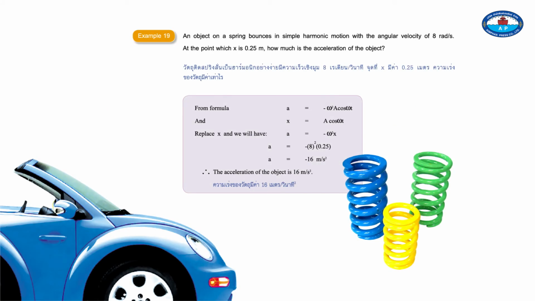Example 19. An object on a spring bounces in a simple harmonic motion with the angular velocity of 8 radians per second, at the point which x is 0.25 meters. How much is the acceleration of the object? The acceleration of the object is 16 meters per second squared.